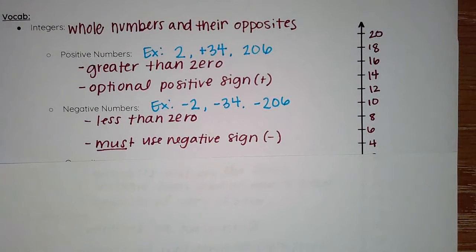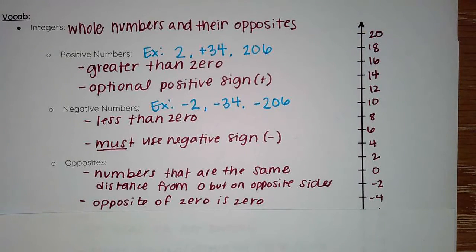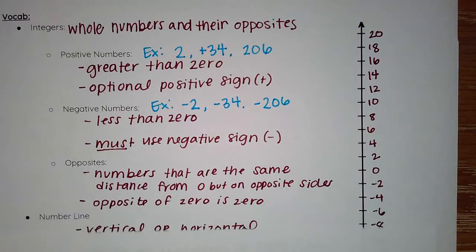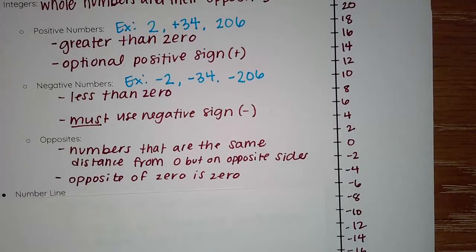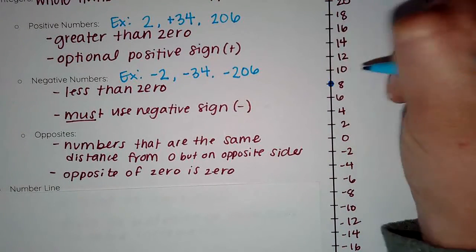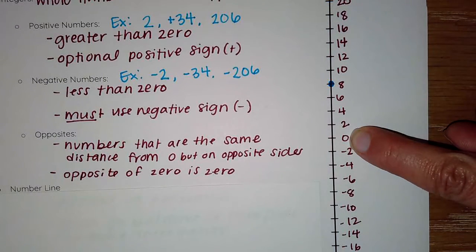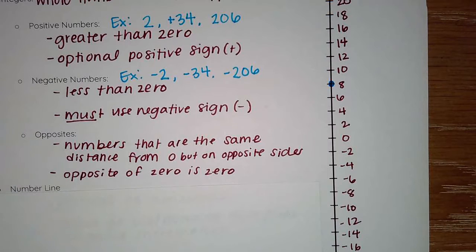All right, so we talked about whole numbers. These are some whole numbers. Now let's talk about the opposites. Opposites are numbers that are the same distance from zero, but on opposite sides of zero. Let's take a look at this number line that I have over here to the right. Let's start with 8. 8 is 8 spaces from 0. Now, the opposite of 8 would be the number the same distance away from 0 on the other side.